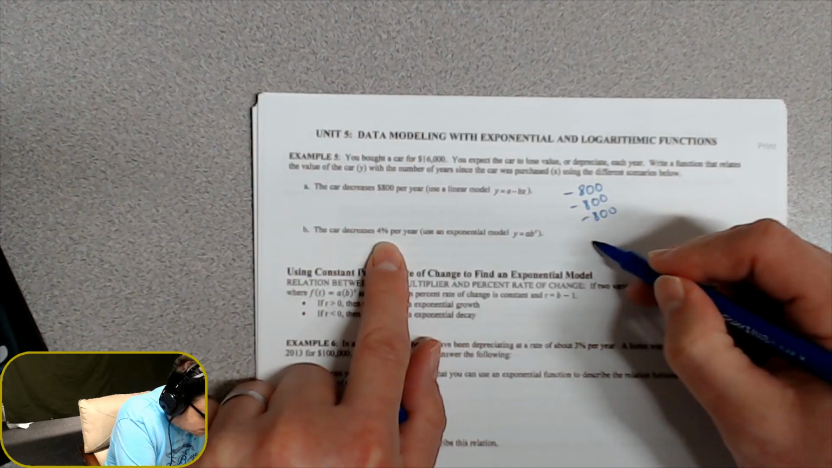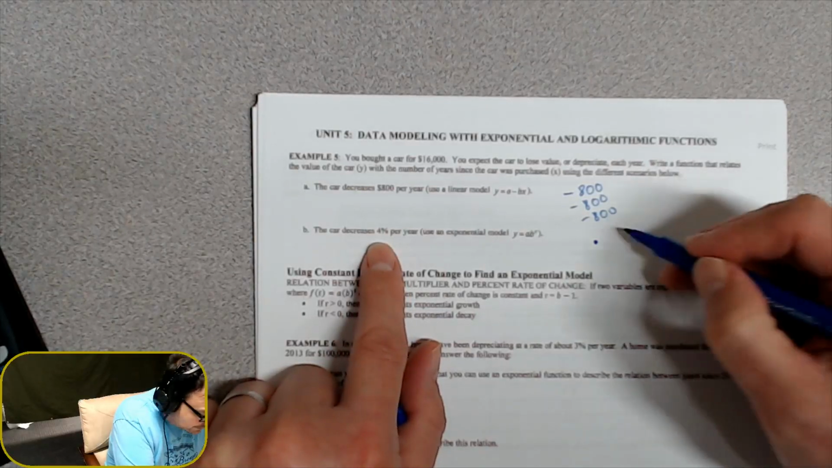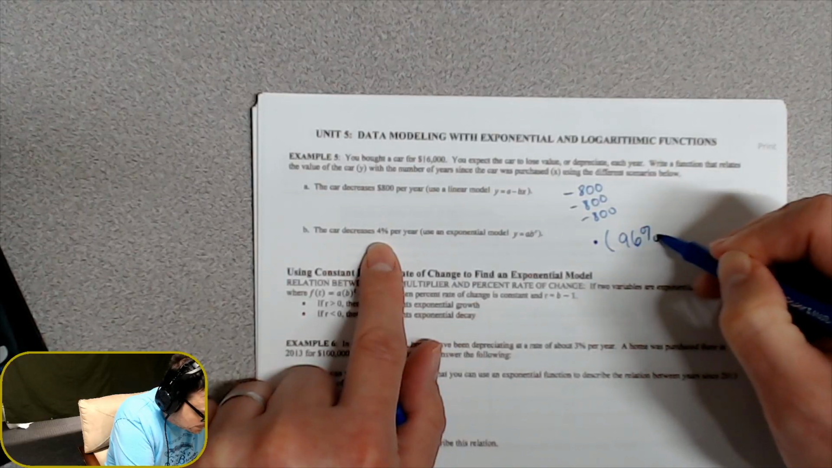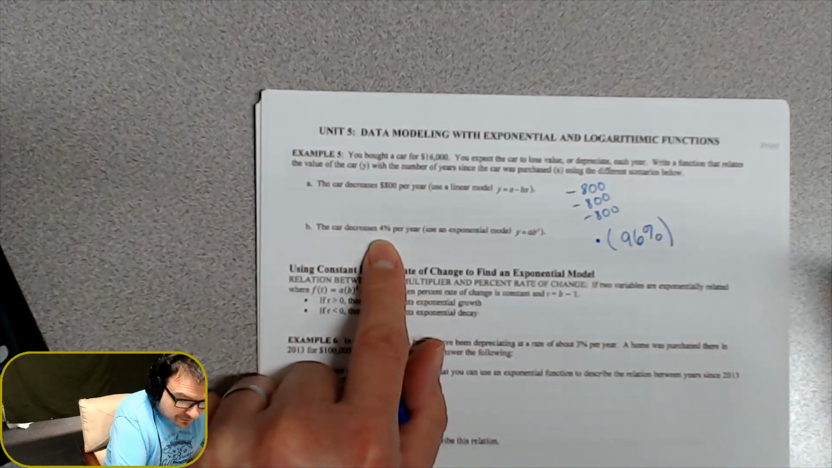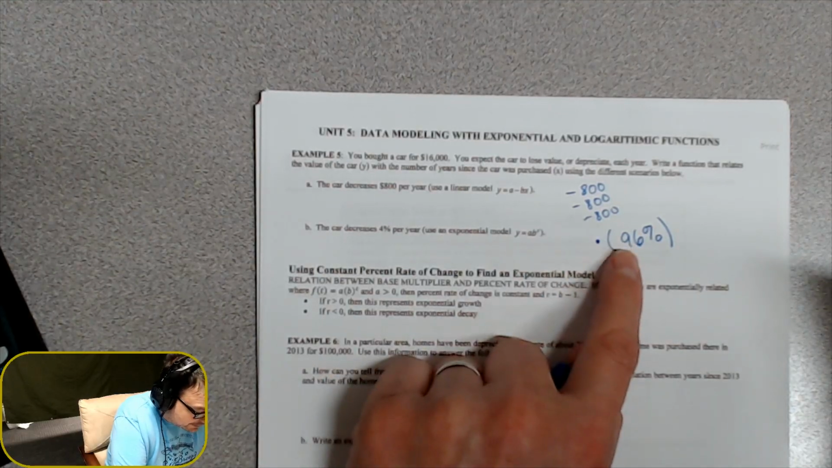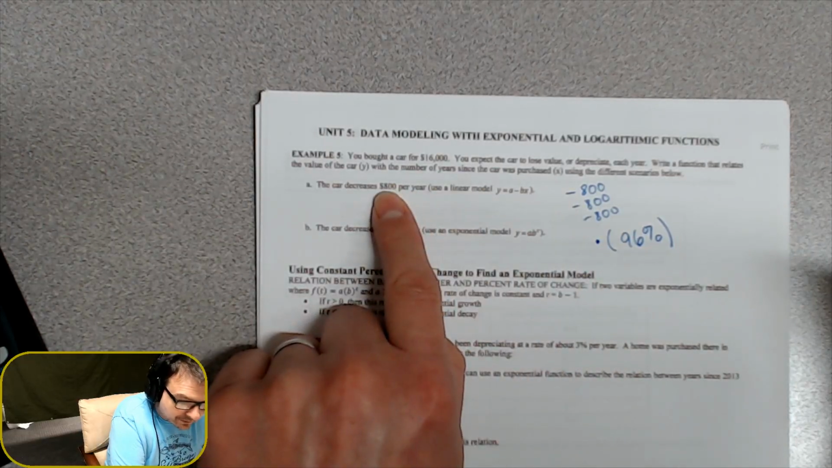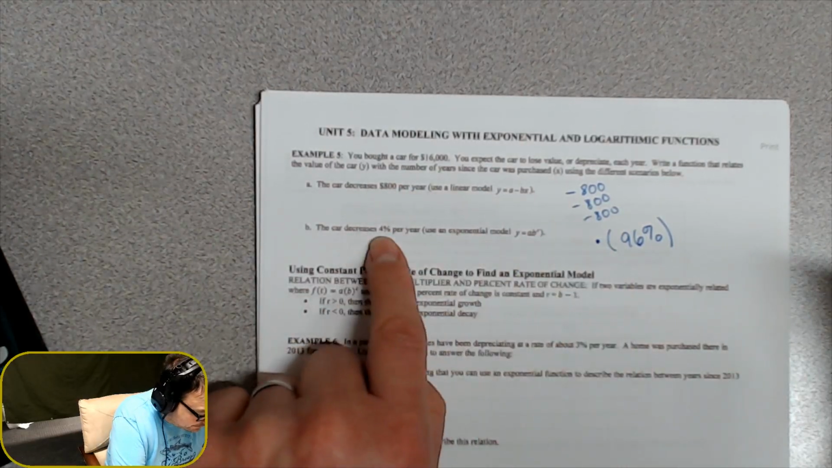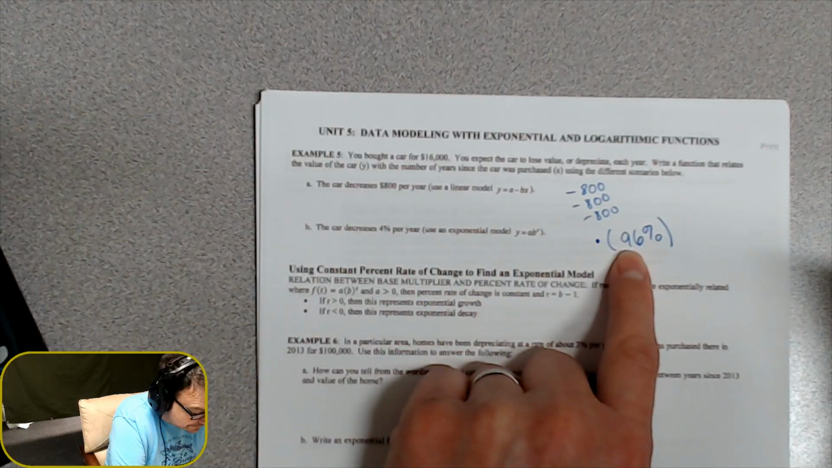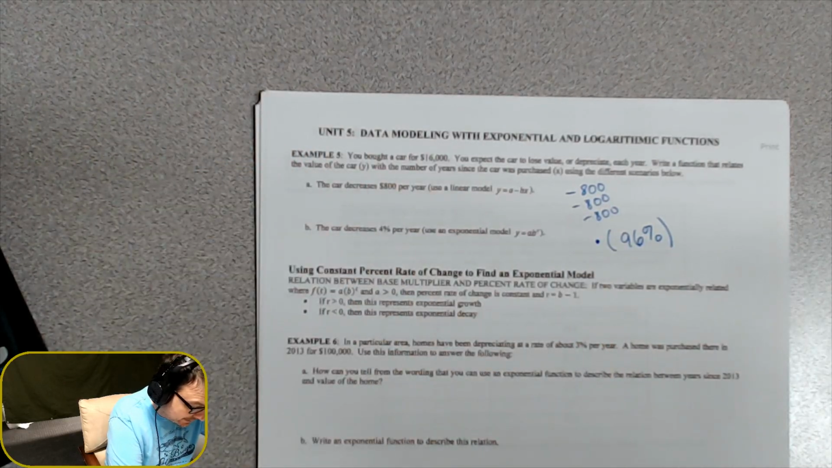Now remember, if it decreases 4%, you only have 96% left. You lost 4%, so you only have 96% of the original. Be careful right there, because this is tricky. If it decreases by 4%, you only have 96%, because 100% is everything. If you lose 4%, you only have 96%.